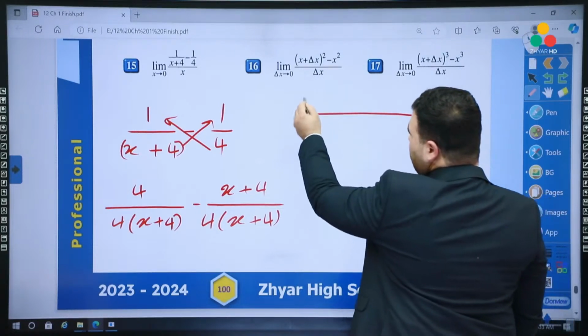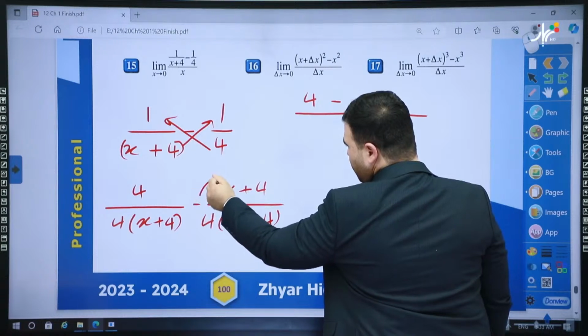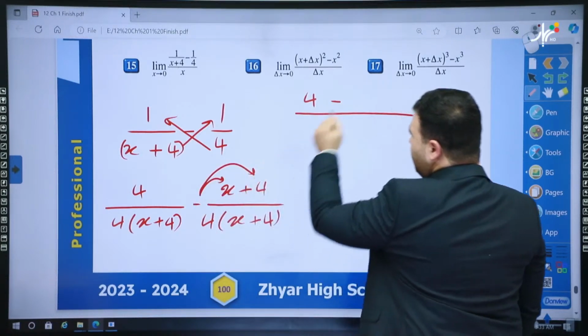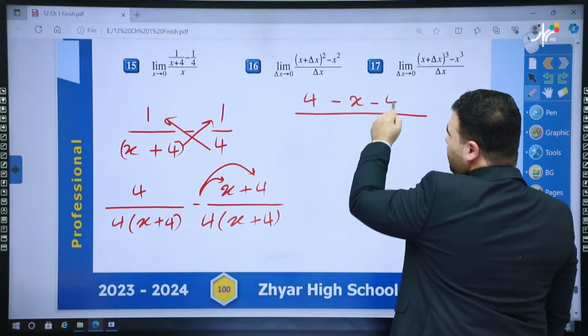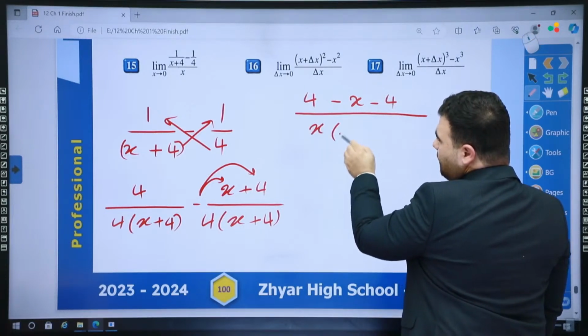It's going to be 4 minus. This minus is for both. It will be minus (x minus 4). So 4 minus (x minus 4) over the same denominator, x plus 4.